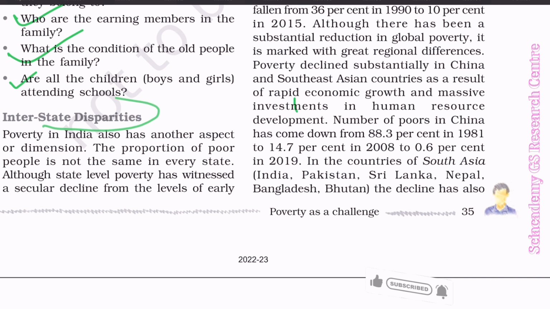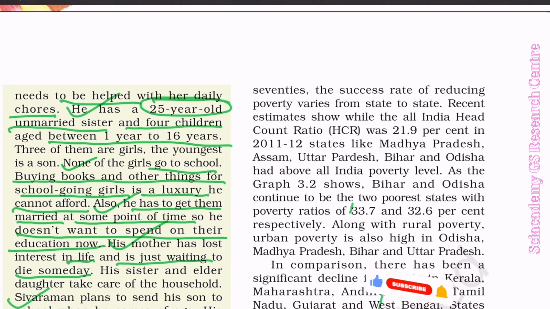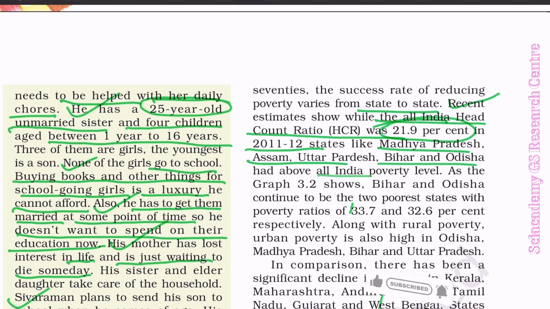Interstate disparities. Poverty in India also has another aspect or dimension. The proportion of poor people is not the same in every state. Although state level poverty has witnessed a secular decline from the levels of the early 70s, the success rate of reducing poverty varies from state to state. Recent estimates show that while the all India head count ratio was 21% in 2011-12, states like Madhya Pradesh, Assam, Uttar Pradesh, Bihar, and Odisha are above the all India poverty level.